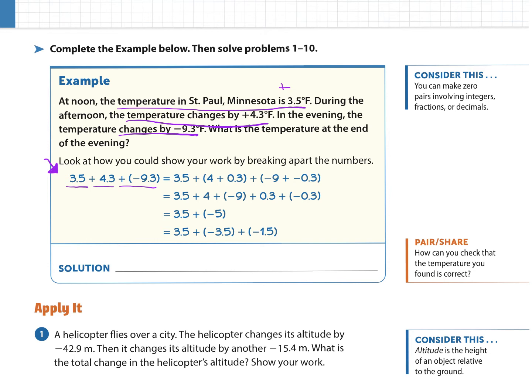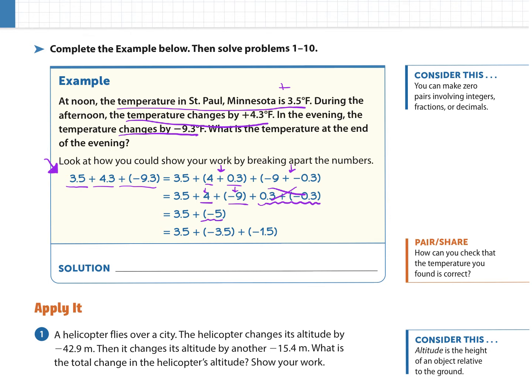So the first thing they did was they broke apart the two decimal numbers. So you have a whole number and then a decimal number. Then they added those whole numbers. So they brought down the positive 4 and the negative 9, and they put the decimals together at the end. If you notice, these decimals are zero pairs. You have a positive 0.3 and a negative 0.3, so they cancel each other out. They are a zero pair. So now they added 4 and negative 9, which gives you negative 5.